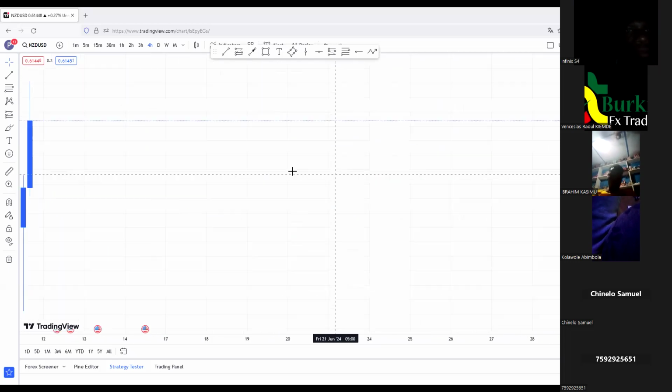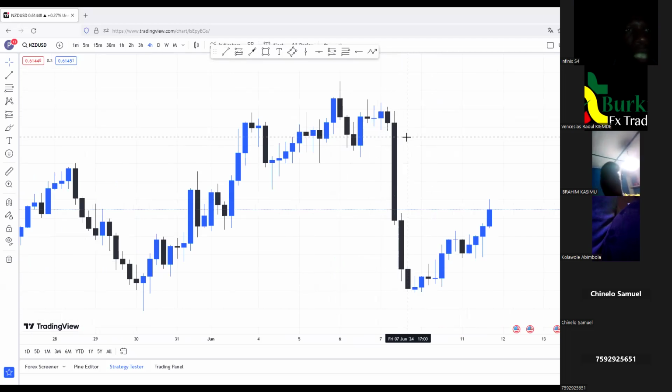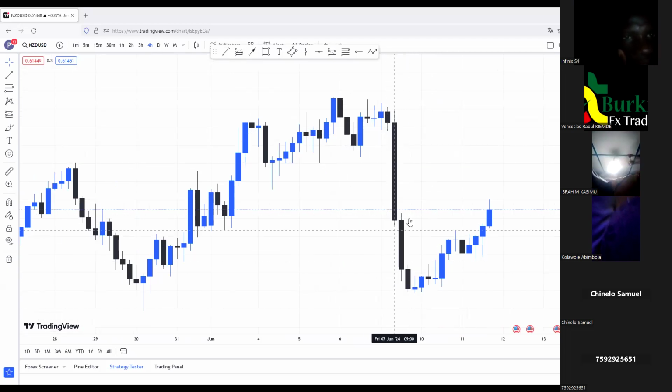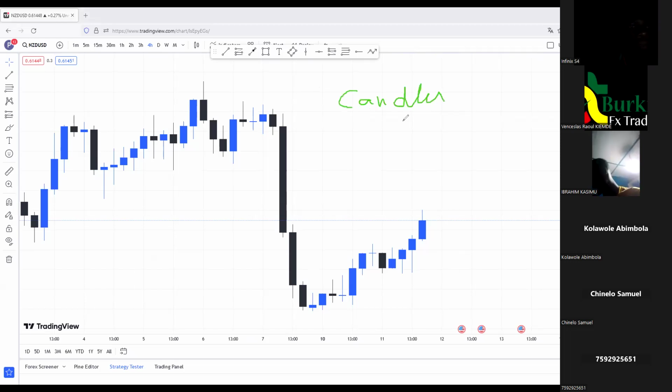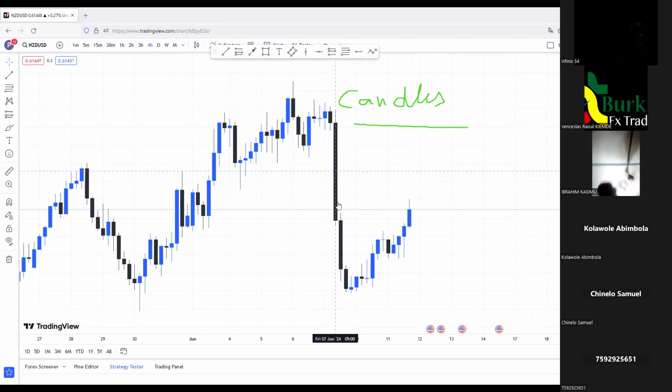And for you to understand the graph, you need to understand the different elements that we can see. You can see small elements, and those small things are called candles, candlesticks, right? So we have up candles and down candles. In my chart, if the color of the candle is black, it is a down candle. If the color of the candle is blue, it's an up candle, right?